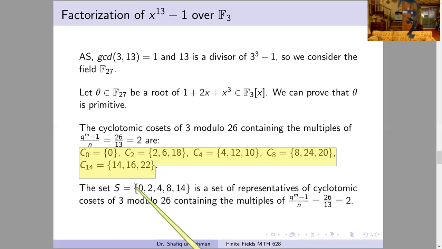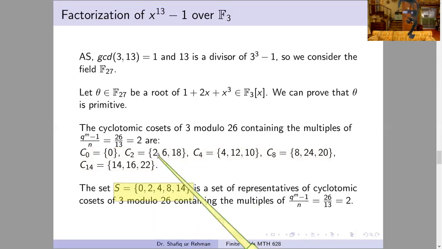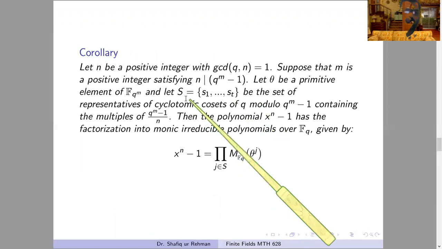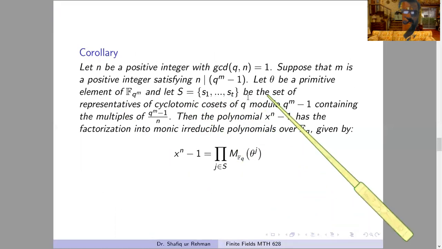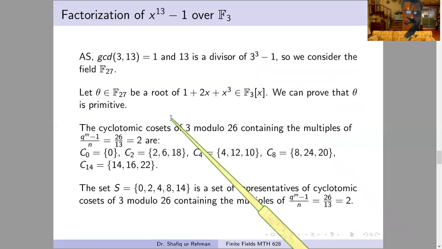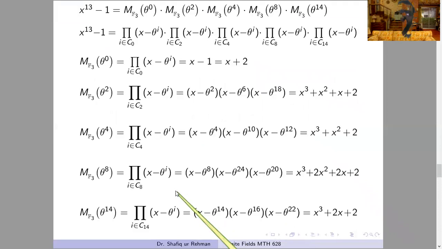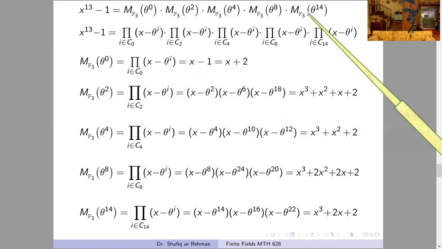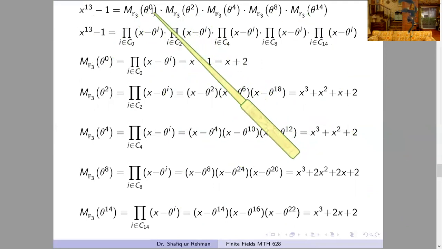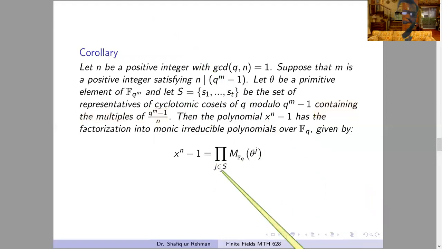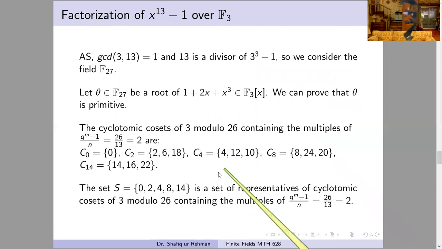Then this is the set of representatives: 0, 2, 4, 8 and 14, as described here. This is not the complete set of representatives, only the set of representatives that contain a multiple of 2. Next we apply the formula. According to the formula, the factorization equals the product of the minimal polynomials of the powers of theta, where these powers belong to this set S, and here S equals this.